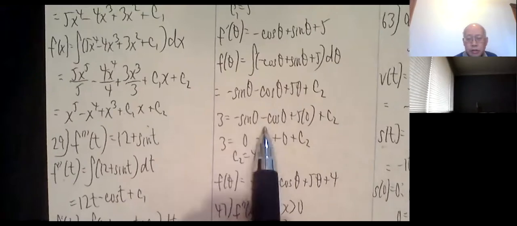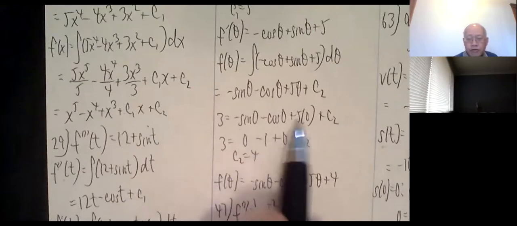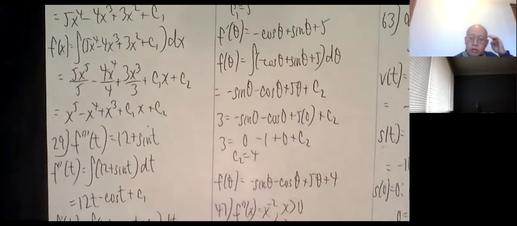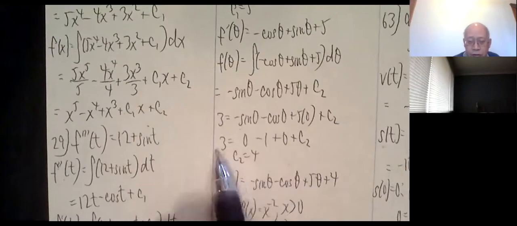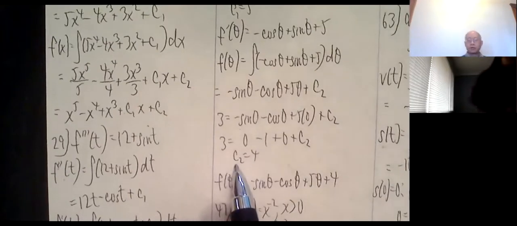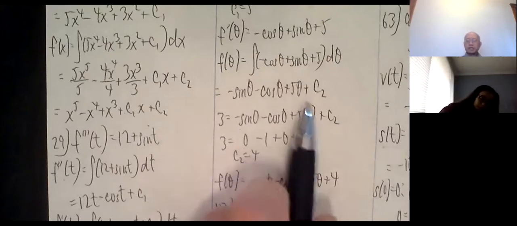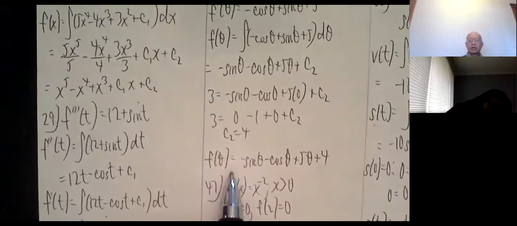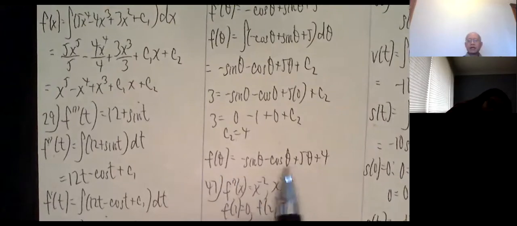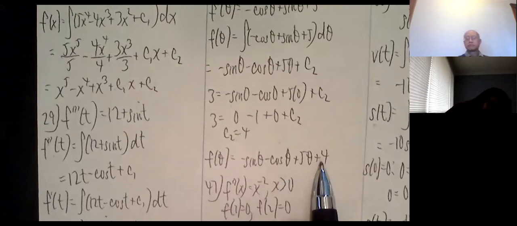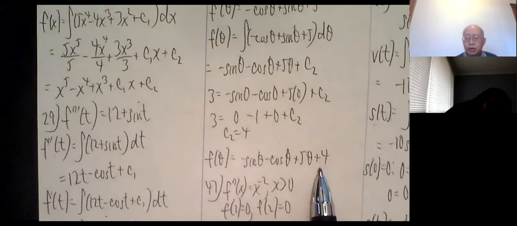Sine of 0 is 0. Cosine of 0 is 1, negative 1. 5 times 0 is 0. So that's C2. Add 1 to both sides. C2 is equal to 4. Okay, so I got it. So my final answer is, just put a 4 there. f of theta is negative sine of theta minus cosine theta plus 5 theta plus 4. So that is the one and only one function. No c's involved.